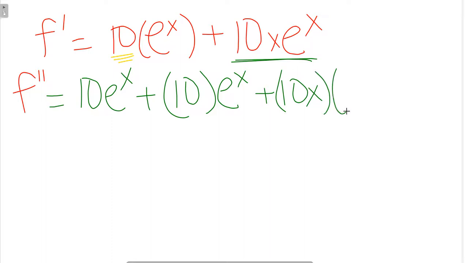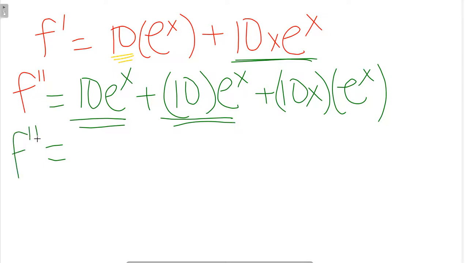Prime, which is e to the x. Or you could have just stolen it from our last derivative that we did. Okay, so that's f double prime, the second derivative. We've got to clean it up because it's a hot mess. We basically have 10 times e to the x plus 10 times e to the x. Those are like terms, I can totally add them. So f double prime is 20 e to the x.